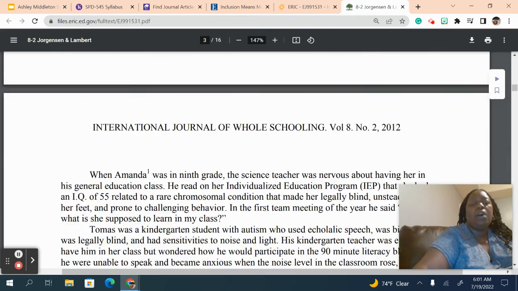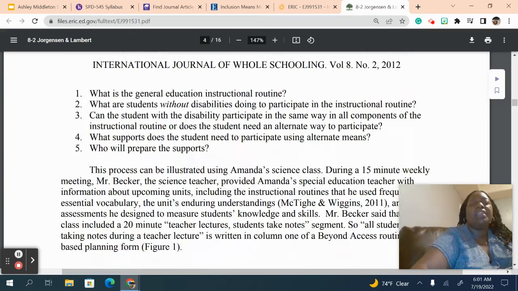Again, this access model of inclusion is all about how we are planning to include using these five different questions. So what's going on in that general education classroom in that routine for that week? And notice I said week, not whole year, not month, but for that next week. What are students without disabilities going to be doing to participate in the instructional routine? What are students with a disability going to do to participate in the same way in all of the components of the instructional routine? Or does the student need an alternative way to participate?